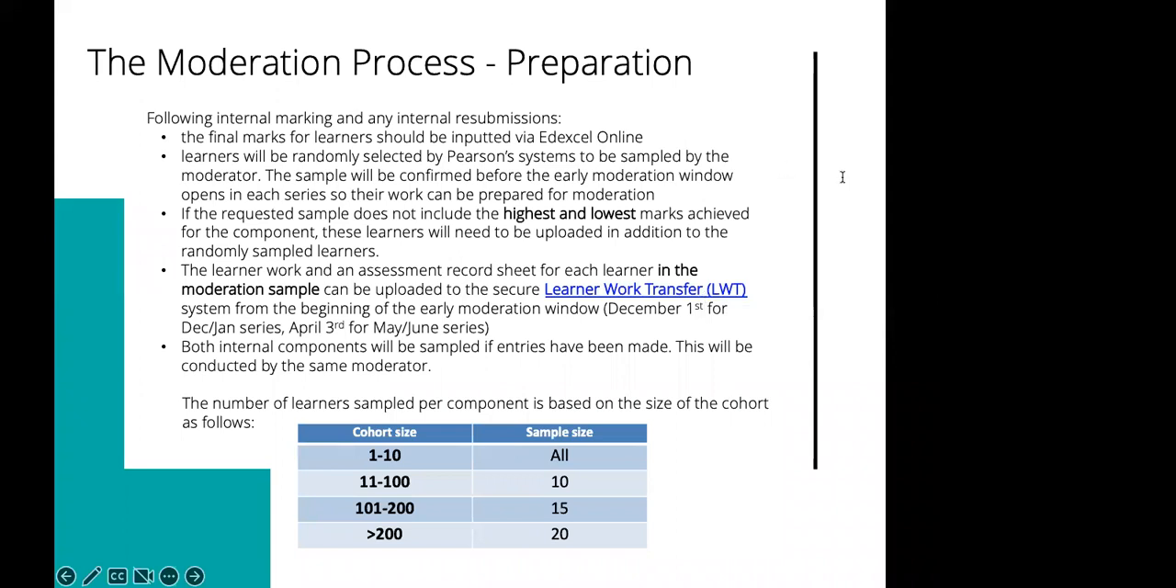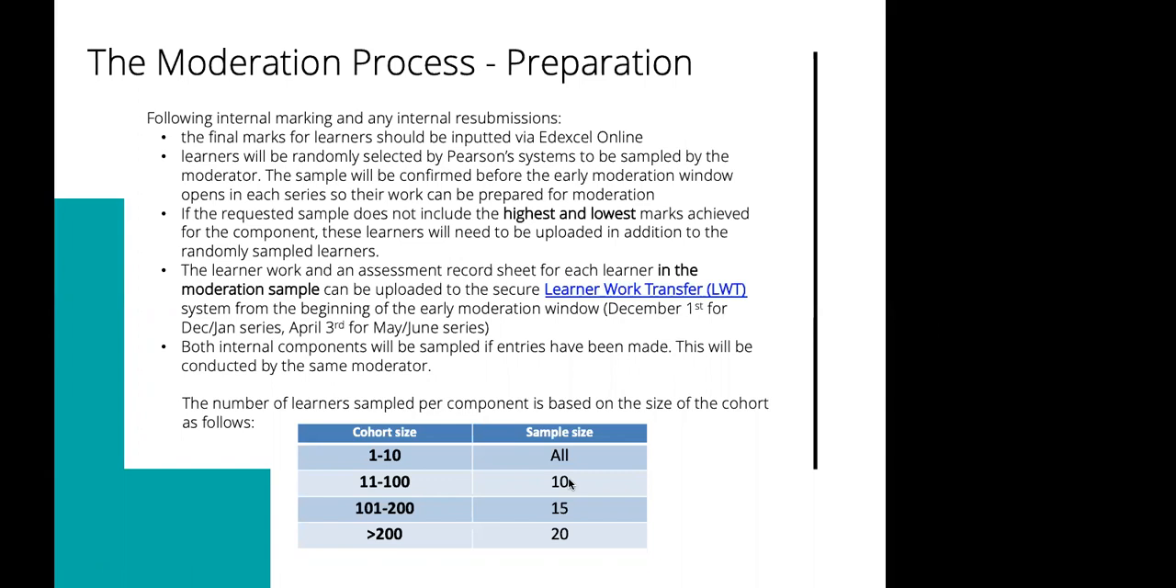Now, just to be clear about what a cohort counts as: if you have some learners in year 10 who are taking component one in the May series, and you have some year 11s who are resitting, that counts as a cohort. It's not done on registrations or year groups or anything like that. It's simply the number of learners that you have sitting that Pearson set assignment at that time. So if that's going to push you over 100, then you're going to be asked for 15 learners. I think for almost all of us, it will be 10 learners, randomly selected by Pearson systems and sampled by the moderator.